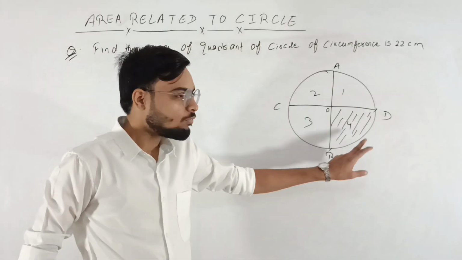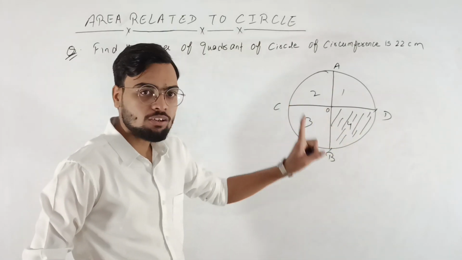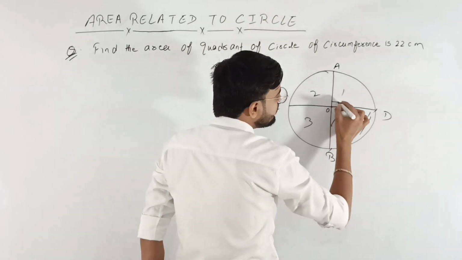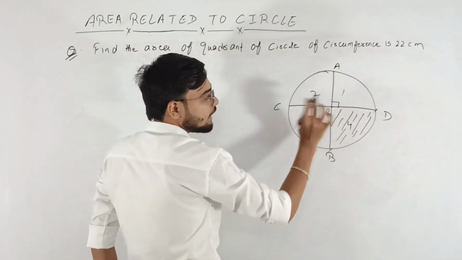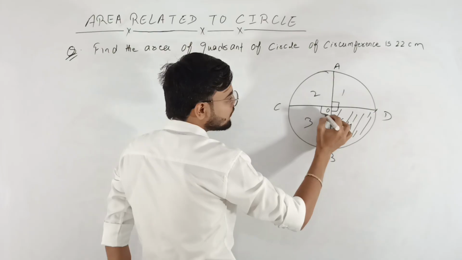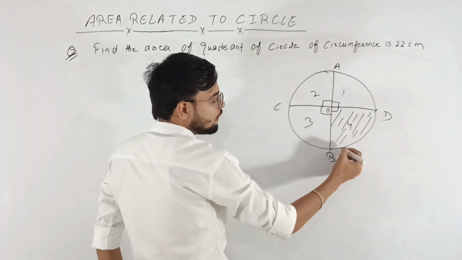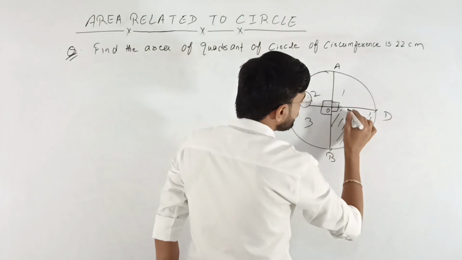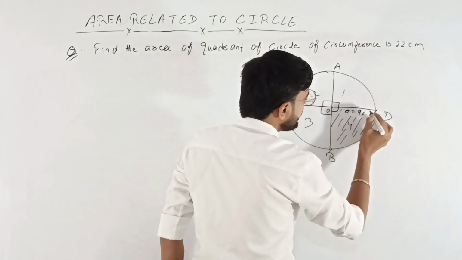Now suppose I take this part, then this is AB diameter, CD diameter, and this is center O. So I take this part, then this one is a sector, and this BD is an arc. So we have to find the area of this part, which is the area of this sector. For this sector, what do I need? First I need this angle. They are both perpendicular to each other, which means this angle is 90 degree. So this one is also 90, this one is also 90, and this one is also 90. So here theta is 90 degree.